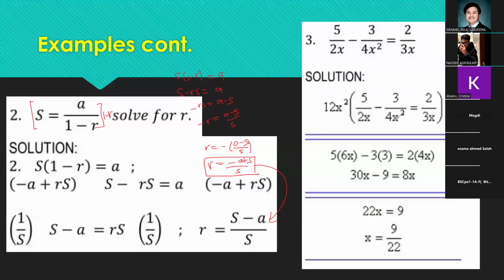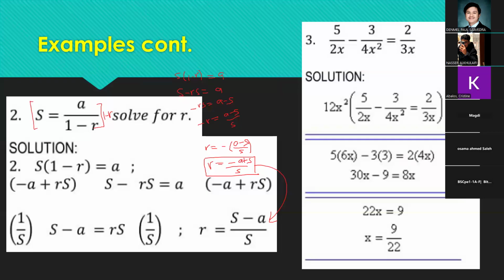So in here, this one is getting the common denominator to be exact, or the LCD. But you can also do this one: get a multiplier to eliminate all of your denominators. So in here, the multiplier is 12x squared, because 12x squared divided by 2x is 6x, 12x squared divided by 4x squared is 3, and 12x squared divided by 3x is equal to 4x. With that, you'll be able to eliminate all of your denominators.